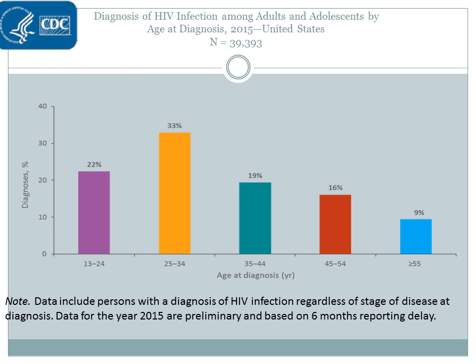Next slide, please. Here's a slide of diagnoses of HIV infection among adults and adolescents by age at diagnosis using 2015 data from the CDC. The number of cases that we're looking at in total is 39,393. And we see that the highest percentage is among 25 to 34-year-olds, followed by the 13 to 24-year-olds. So individuals between the ages of 13 and 34 represent almost half, 55%, of those cases in 2015. Note, the data includes persons with a diagnosis of HIV infection regardless of the stage of disease at diagnosis. The data that was pulled for this bar chart, for the year 2015, was preliminary and based on a 6-month reporting delay.